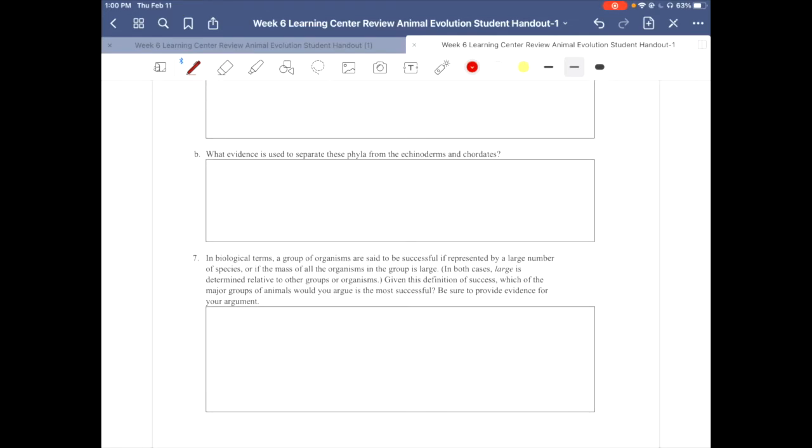And the last one is talking about, in biological terms, a group of organisms being said to be successful if they represent a large number of species or if the mass of all organisms in the group is large. Given this definition of success, what major group of animals would you argue is the most successful? For this, answers will vary depending on what criteria you choose. If you tried this question on your own, you would think about whether you chose it based on the total mass of the organisms or the total number of organisms, and then you would give evidence for what evolutionary traits are going to help them be the most successful.